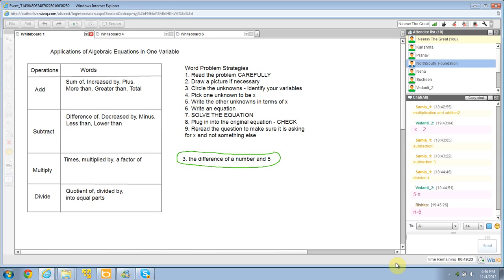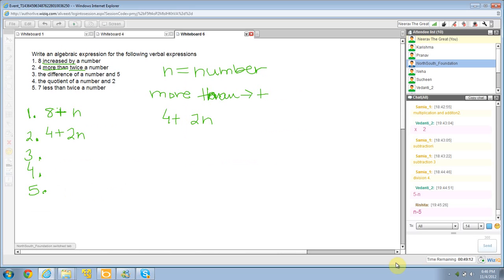So I want you guys to use this chart here, this operation and words chart, to see what this problem is asking for. So you just need to write an equation, something in a form like this.